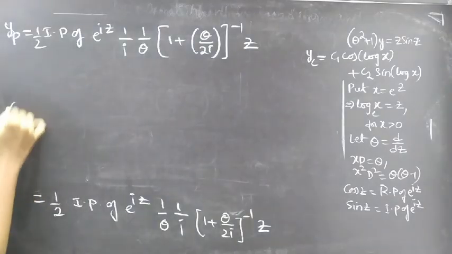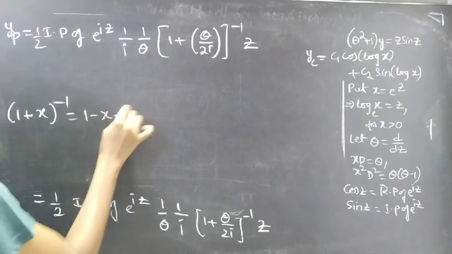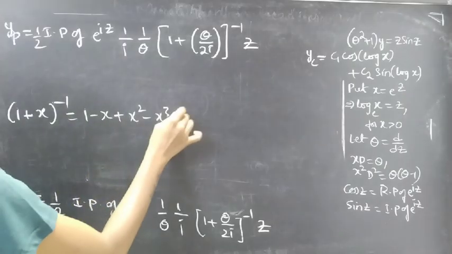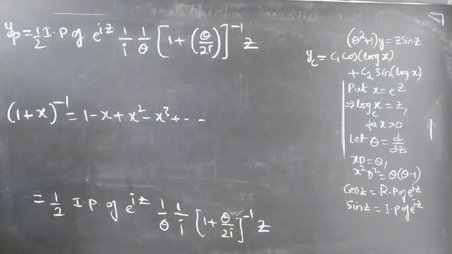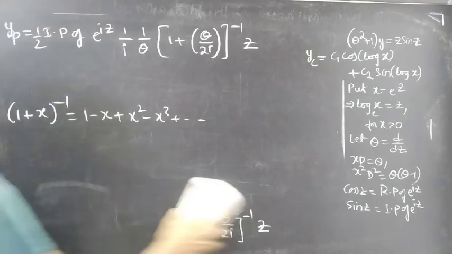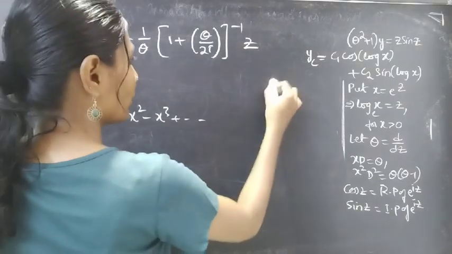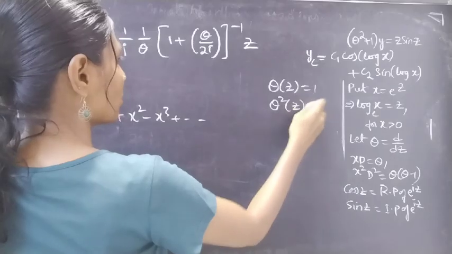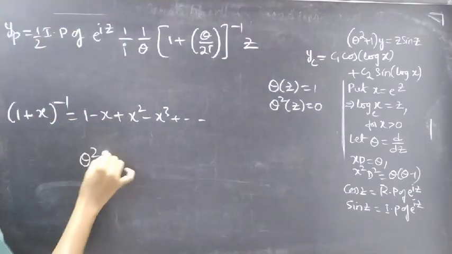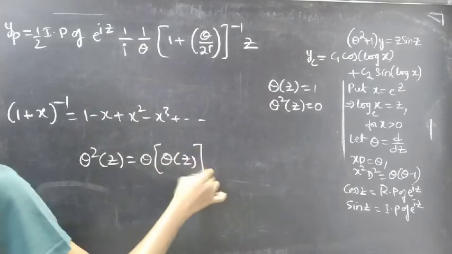Now we'll use binomial series expansion. (1 plus x) whole inverse equals 1 minus x plus x square minus x cube plus so on, to expand (1 plus D by 2i) whole inverse. Before expanding it, we'll find the derivatives of z. D of z is 1. D square of z is 0. See, we can write D square of z as D of D of z.